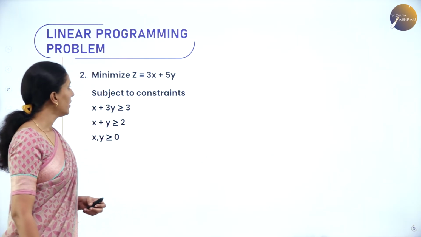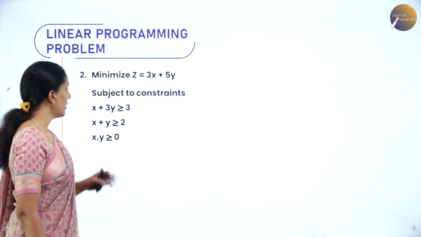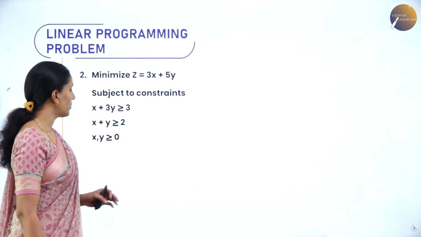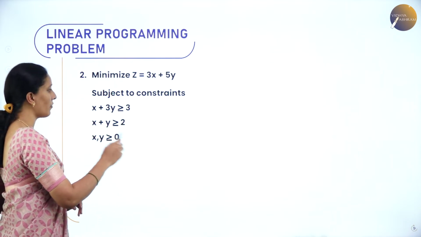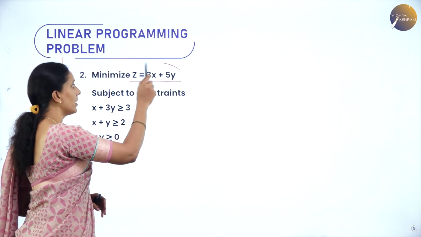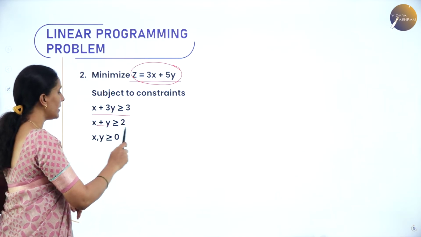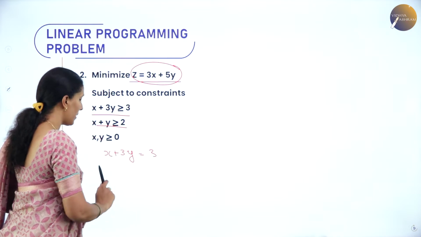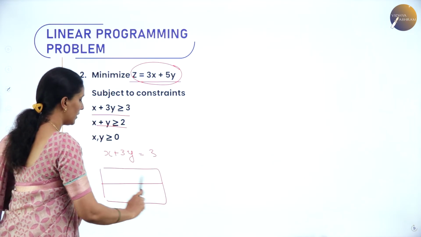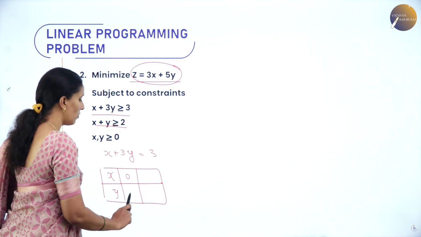Next question. Minimize Z = 3x + 5y subject to constraints x + 3y greater than or equal to 3, x + y greater than or equal to 2. So, once you have a set of linear inequalities and a linear function, this is a function where we need to find out the minimum value. Let us solve these two inequalities. x + 3y = 3 means we have the set of equalities as x, y. If x is 0, y is 1.